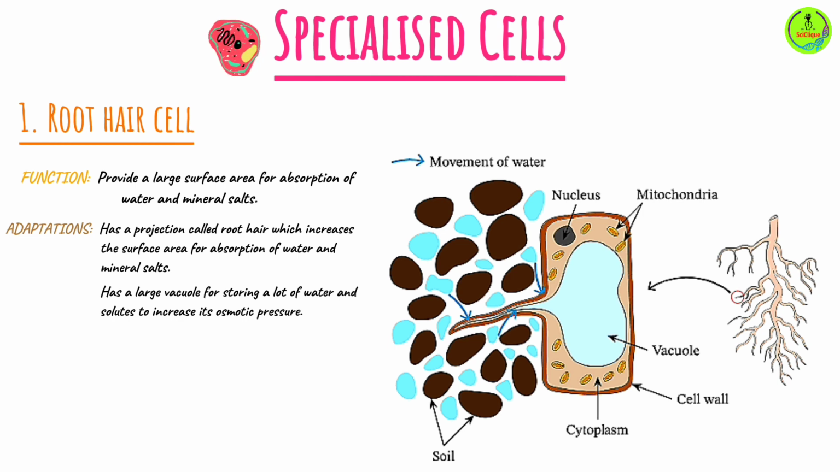Now, another is that they also have numerous mitochondria. Now, when you talk about root hair cells, they absorb water through osmosis. Osmosis is a passive process. It does not require energy. But when you talk about mineral salts, they can be absorbed through diffusion or active transport. Now, mineral salts that are absorbed by active transport require energy, and therefore they have mitochondria to provide energy for absorption of mineral salts through active transport.